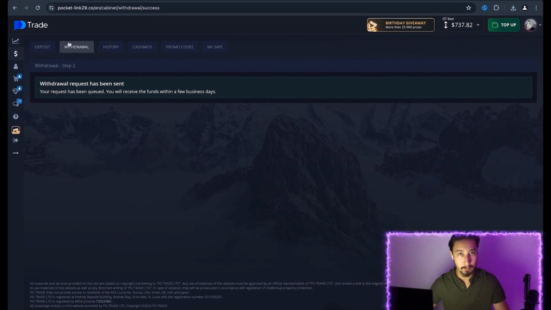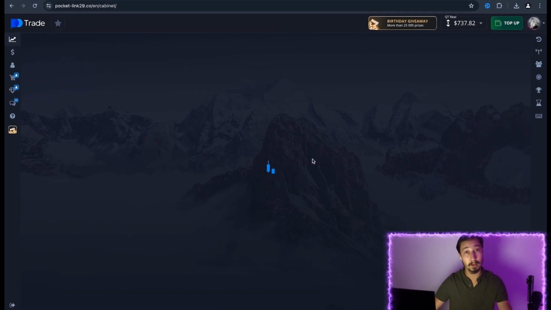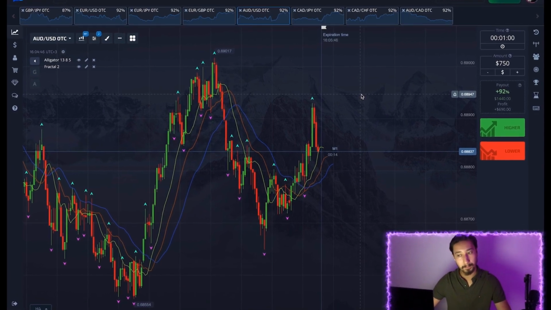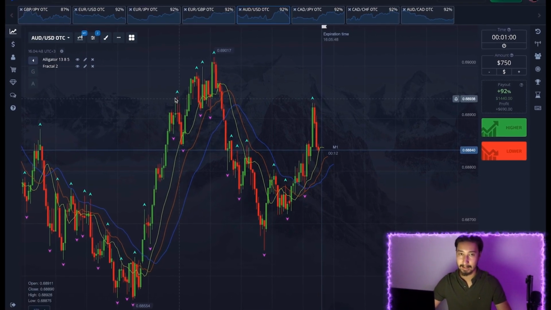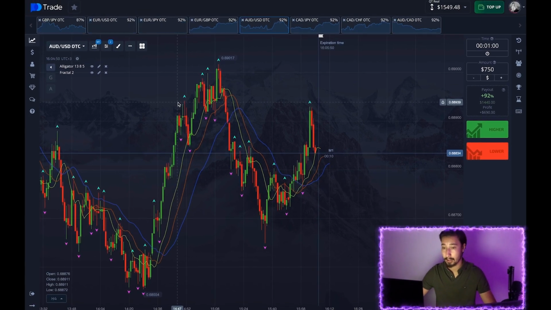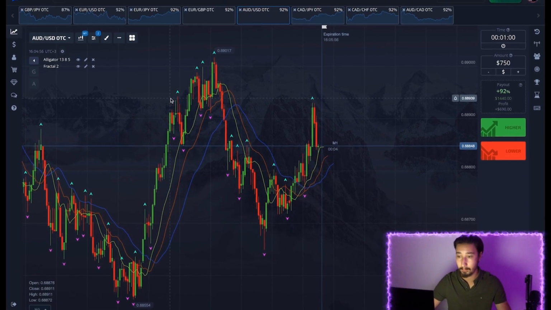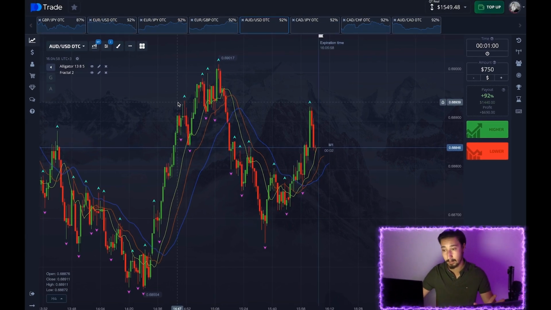Alright, withdrawal is complete. Let's proceed to the next strategy. Okay guys, let's proceed to the second strategy. We're going to use the alligator and fractal indicators when trading on the 1 minute time frame. As previously, I prefer the default settings of these indicators. The same thing, I suggest we start trading.